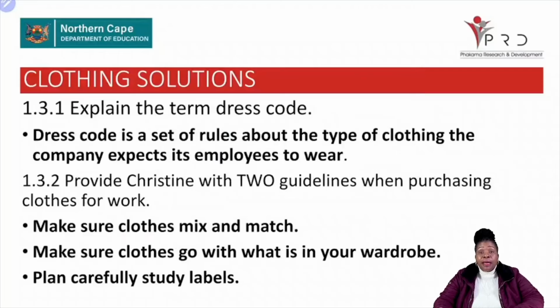Explain the term dress code. So, dress code is a set of rules about the type of clothing the company expects its employees to wear. Most corporate companies have got a dress code. So they are avoiding people wearing the wrong type of clothing that is going to communicate a wrong message to their clients. So dress code, we have a set of rules.